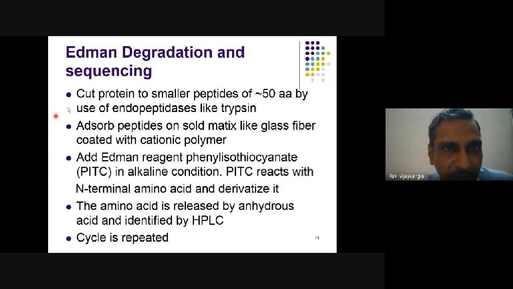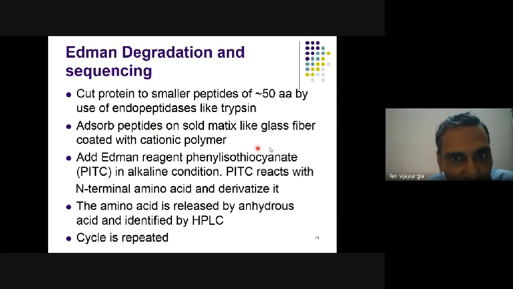So for Edman degradation of protein and sequencing, normally first the protein is cut into smaller peptides of around 50 amino acids by using endopeptidases like trypsin. So trypsin, normally all proteins have trypsin cutting sites. So using limited proteolysis by trypsin, you first get small fragments around 50 amino acids long.